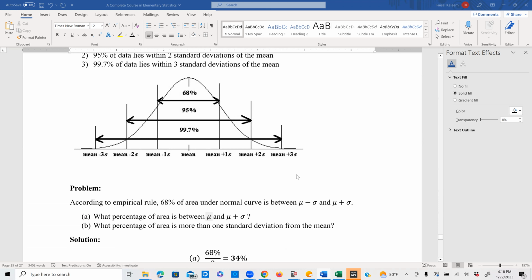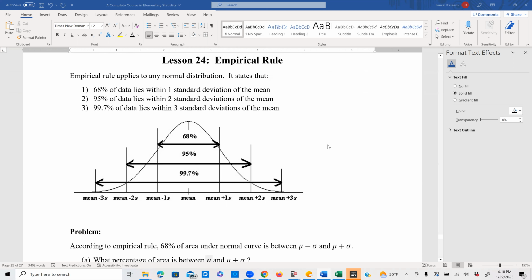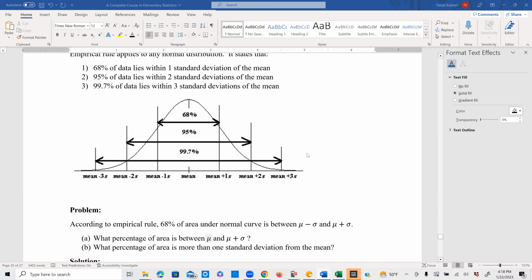And this is an approximation, but a very good approximation, and therefore we will use empirical rule whenever they tell us to use empirical rule, and also sometimes we can use it in real life to estimate things. So let's consider the following problem.